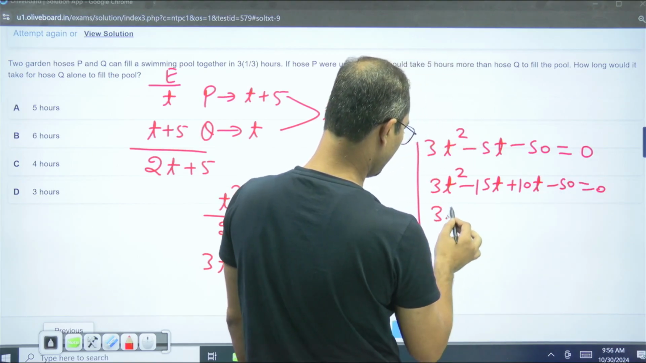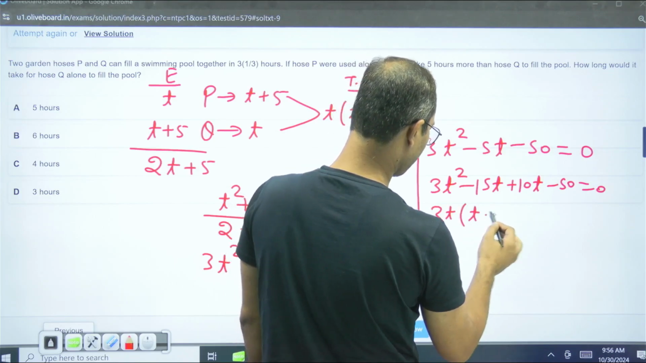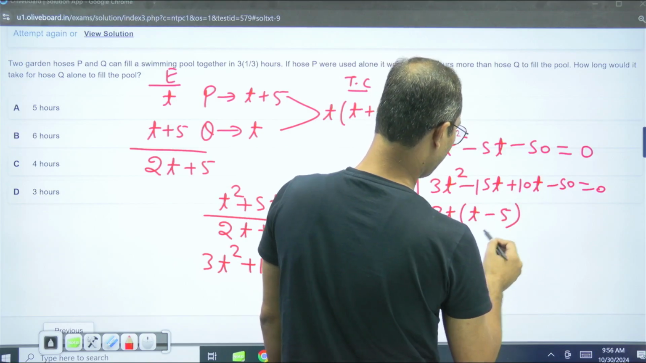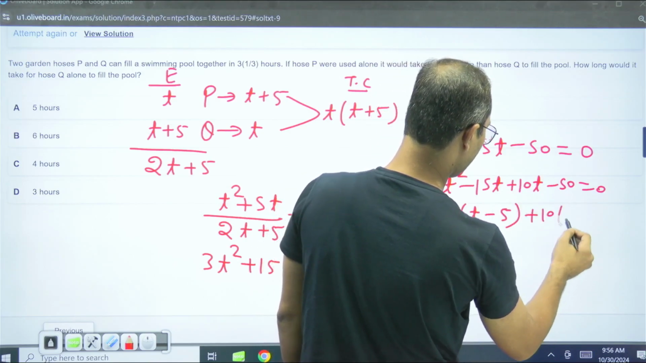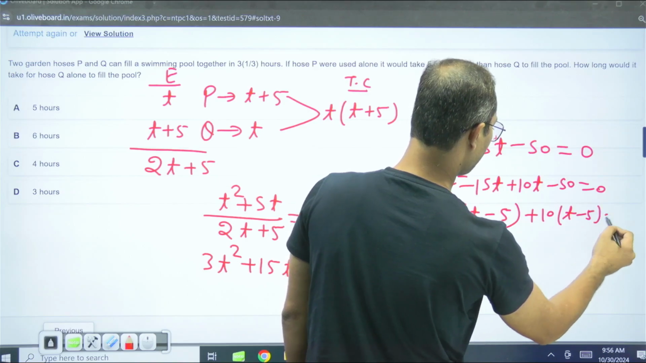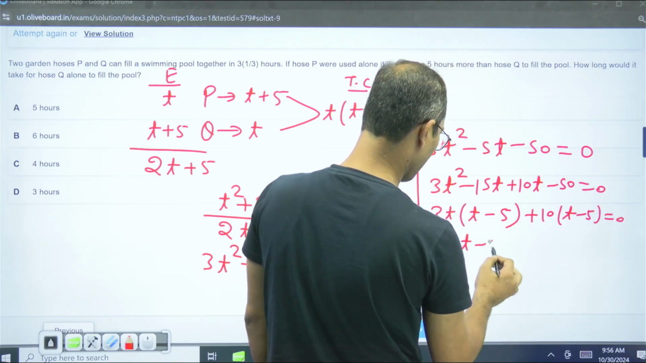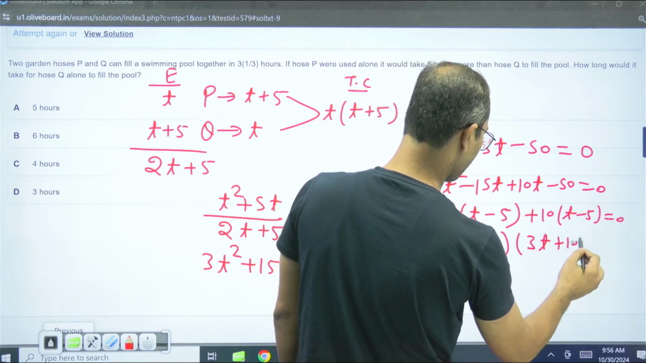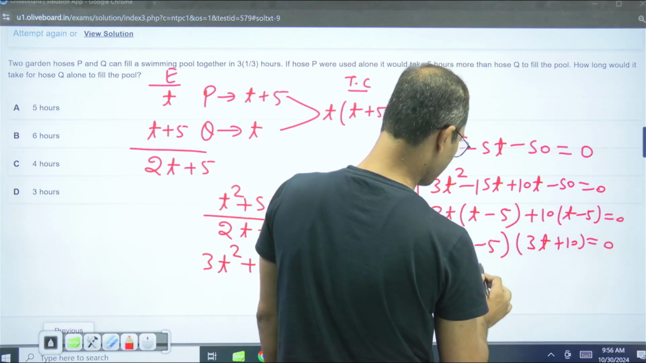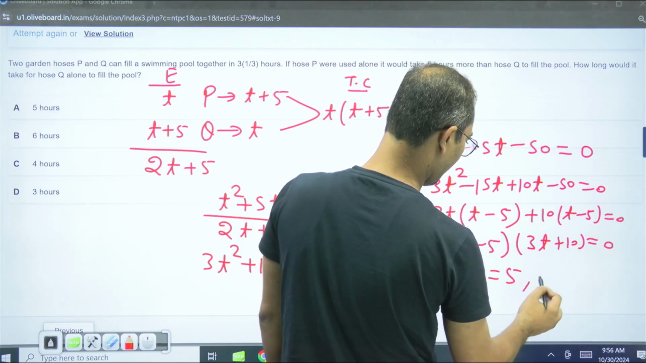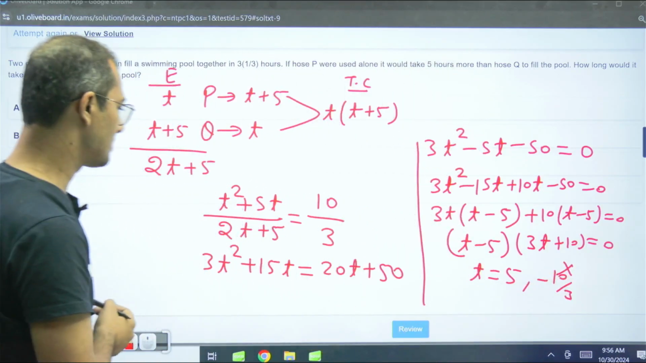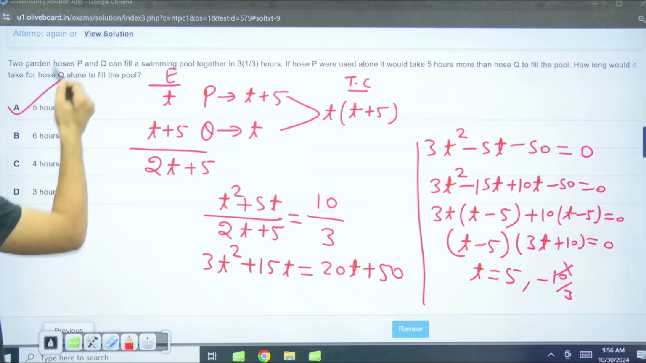So taking 3T common, so we will have T minus how much? T minus 5, plus taking 10 common, so T minus 5, right? So T minus 5 common in both, how much will be left? So 3T plus 10 is equal to 0. So we can say that T must be equal to 5 and minus 10 by 3. So we cannot take the negative value. So we can say that T is equal to 5. T is equal to 5 is the right answer.